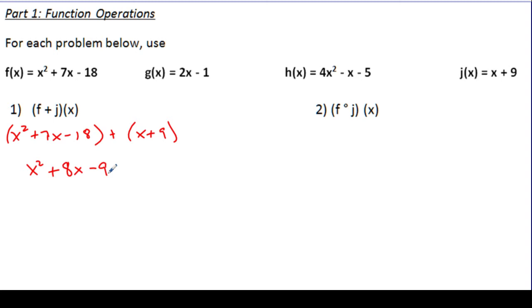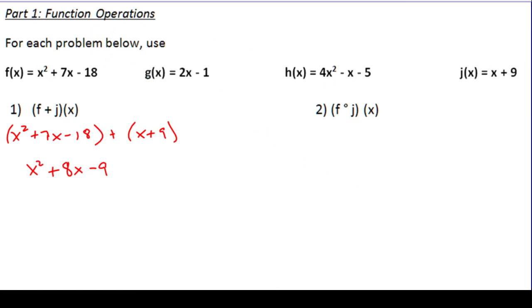Problem number 2 is saying f composed with j, which if you remember, when we have this little symbol here, what it actually means is to take j and plug it into f and then simplify the expression. And if we had a number here, they would actually be asking us to take that number and plug it into j and then get that answer and plug it into f. But because in this case they weren't specific, they didn't tell us what to input into j, we're just going to take the entire j expression, which in this case is x plus 9, we're going to go to the f function and we're going to plug it in.